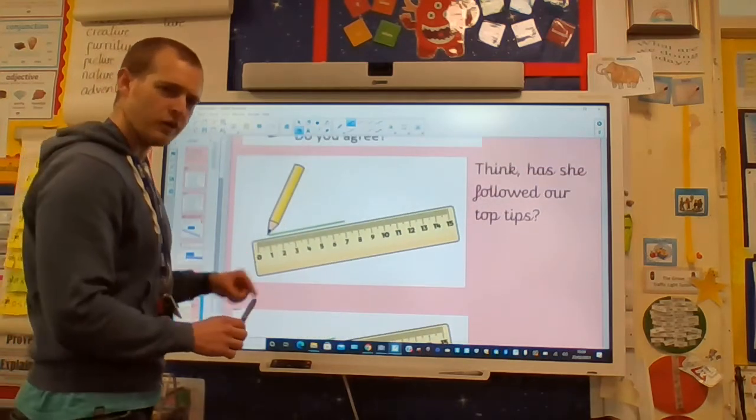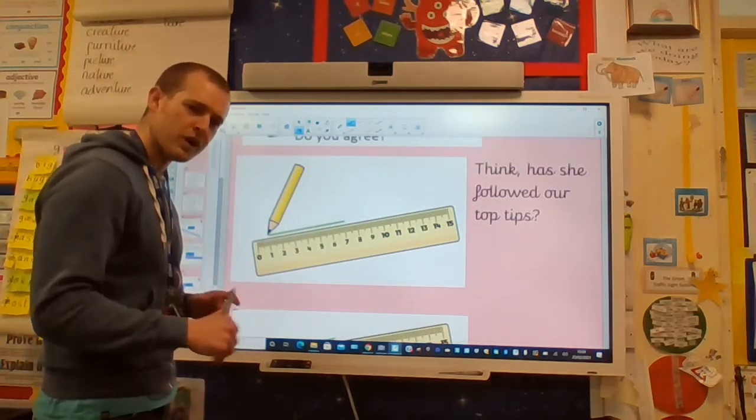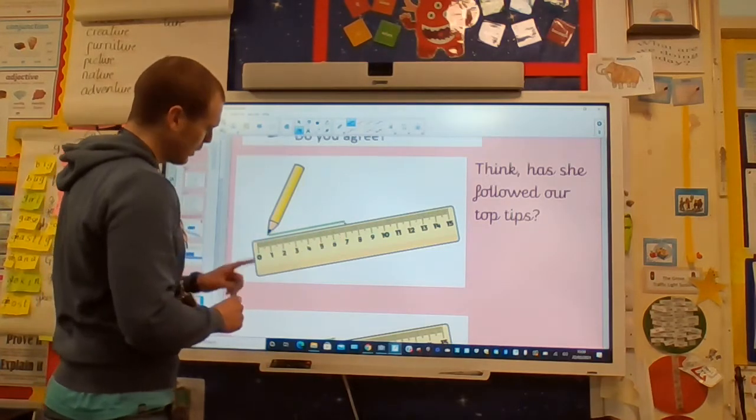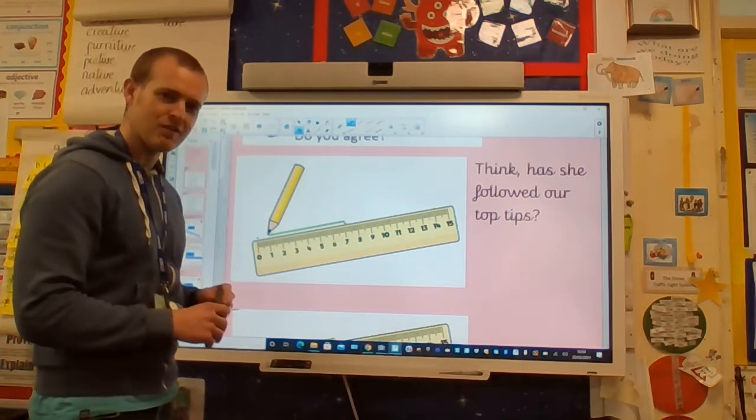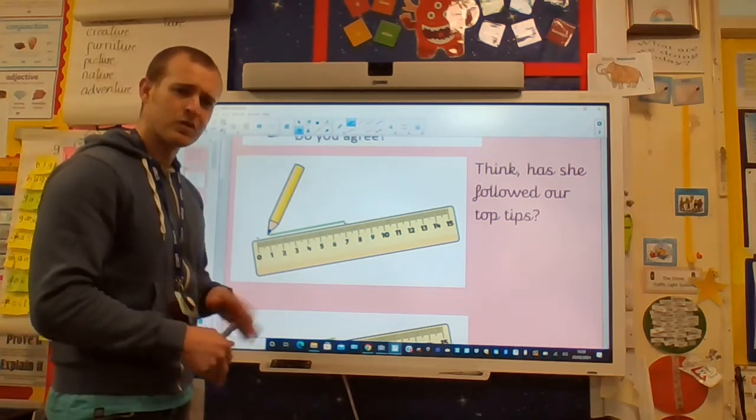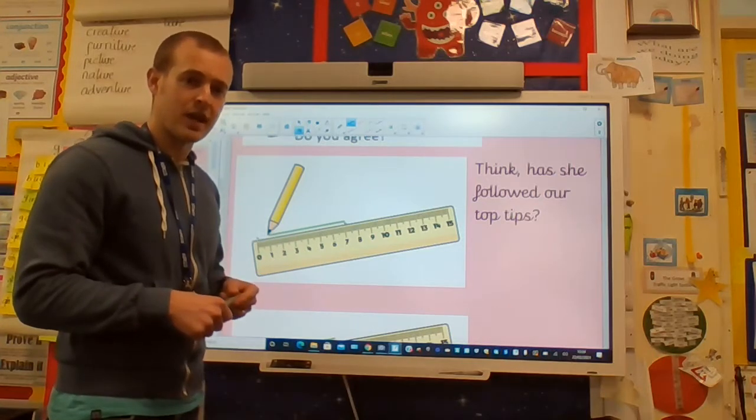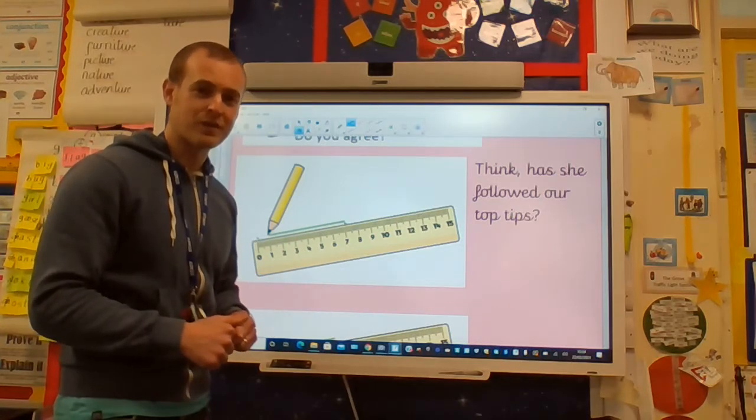However, with this one, we can see that's not quite right. She's definitely stopped at 7, but she hasn't started at 0, which is a problem. So when we're drawing lines or measuring, we always start at 0. Okay? Well done if you thought the same thing. You're doing great.